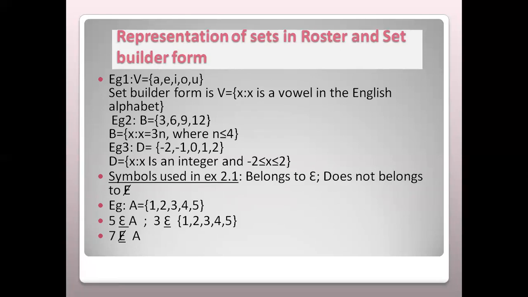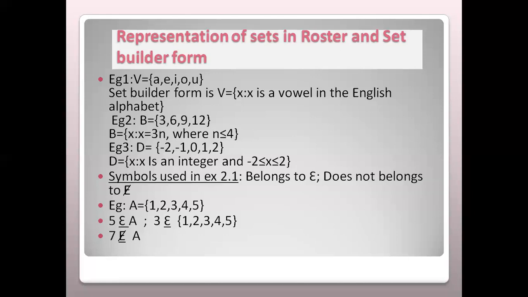Now another example: set B is equal to 3, 6, 9 and 12. What are these? If you observe deeply, these are all multiples of 3 and less than 4. Three ones are 3, three twos are 6, three threes are 9 and three fours are 12. So here the same thing, now you see how it is going to be represented in set builder form.